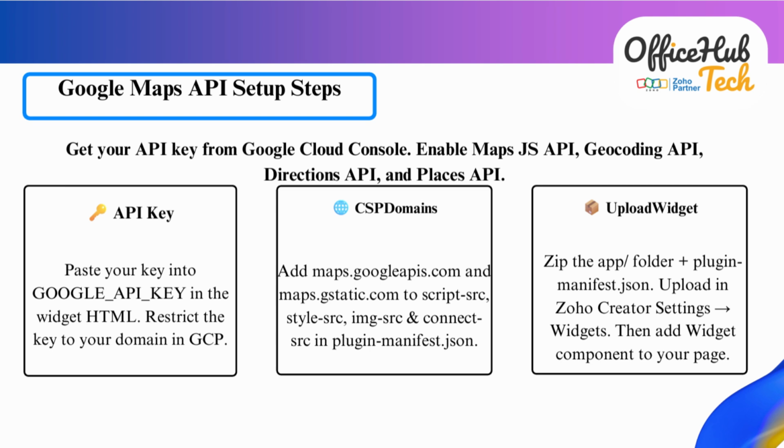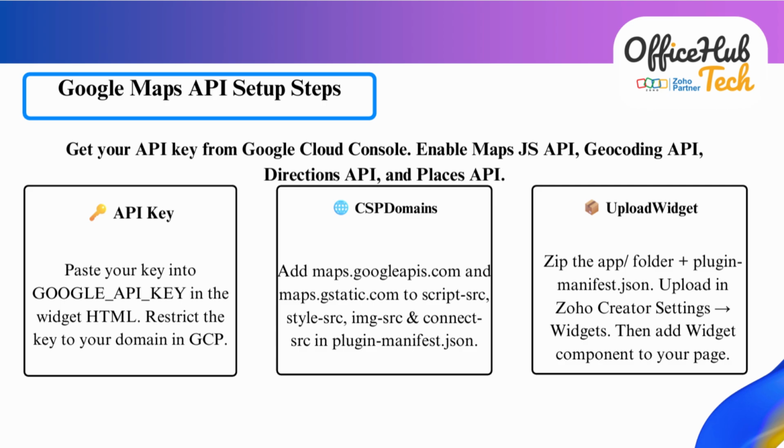In the widget files, we have the style, image and connect-src. These are the files you upload as the widget zip file. Then plugin-manifest.json is added. Then you can add it in the Zoho Creator widget settings, and the widget component will work. So this is the integration between Google Maps and Zoho Creator.